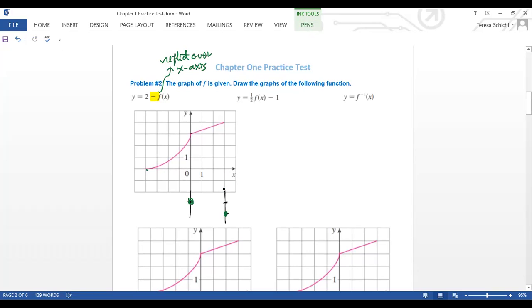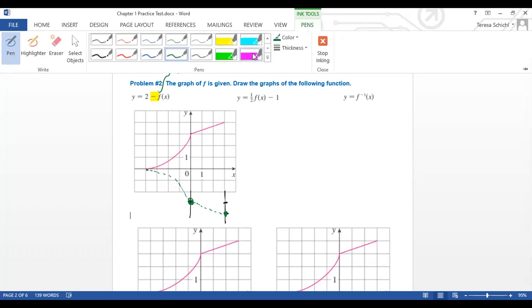All right, so now let's try to do it. I'm using a dotted line. The reason why I'm using the dotted line is because this is not my final graph yet, right? So that's why we did the reflections here, right?